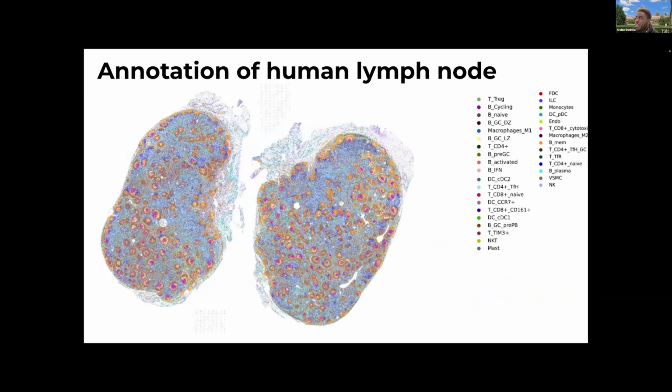So this is just one representative image of an annotated CODEX human lymph node, and we can appreciate some of the structures. We see these really rounded structures. These are the B cell follicles that you expect to see in a normal healthy lymph node.